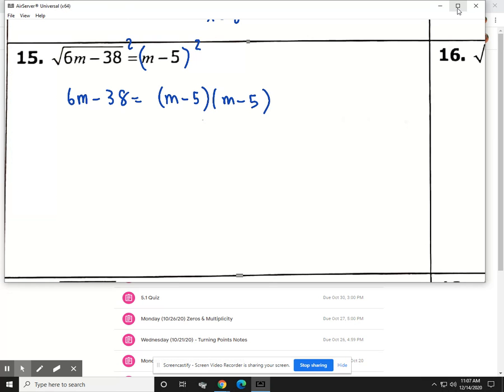Now, leave the 6m minus 38 alone for a minute. Let's go multiply. What is m times m? M squared. M to the second. What's m times negative 5? Negative 5m. Then we distribute the negative 5 to this m. What's negative 5 times m again? Another negative 5m.